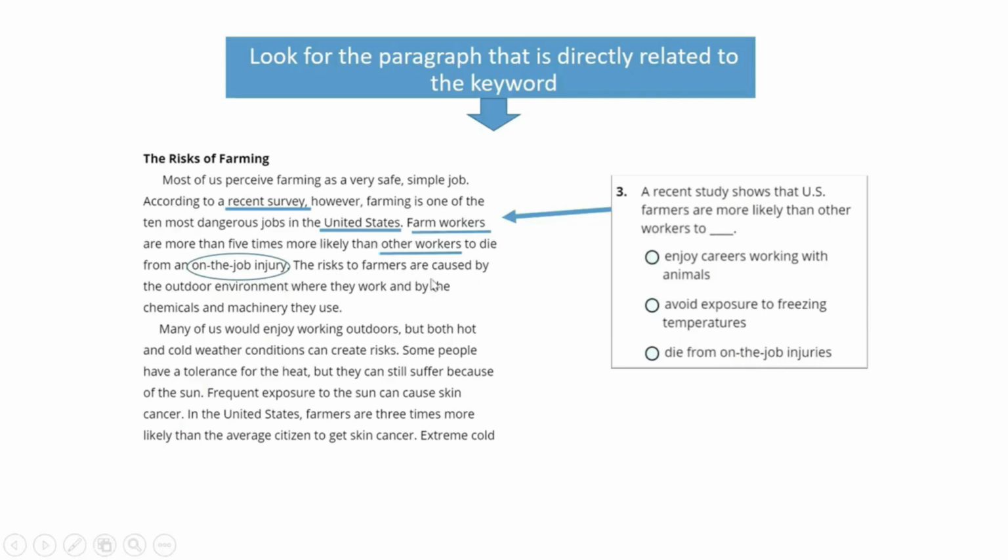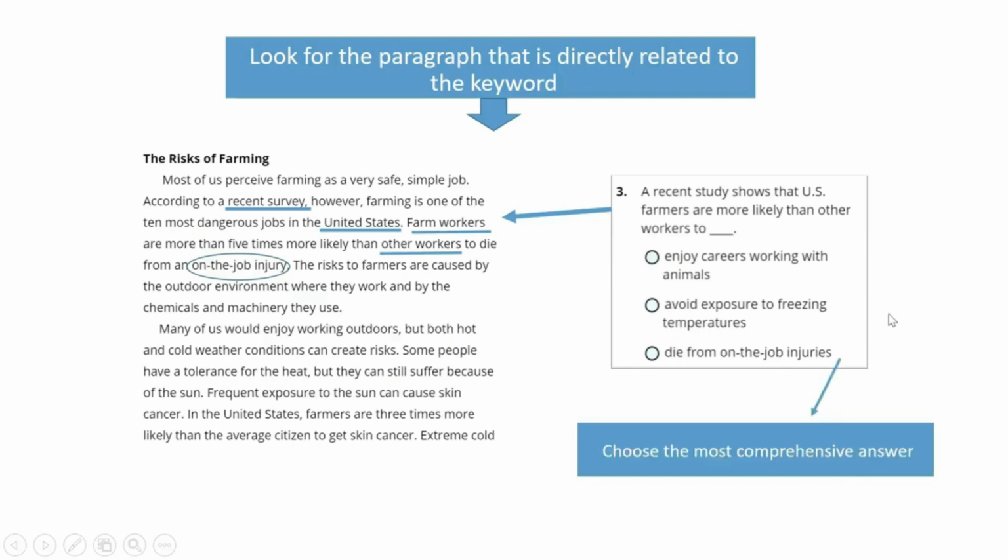We just have to now look for the correct answer to fill in this space from the 3 choices. Yes, so we're looking for the most comprehensive answer. And I'm sure you have noticed that the answer is, of course, die from on-job injuries. So a recent study shows that US farmers are more likely than other workers to die from on-job injuries. There we are. We have the answer for number 3.